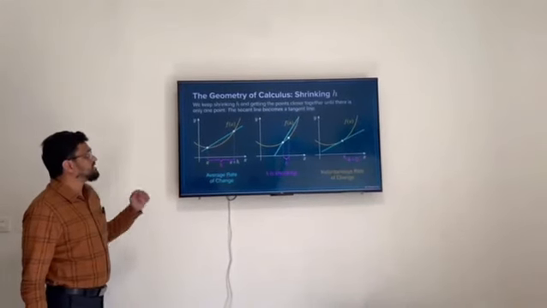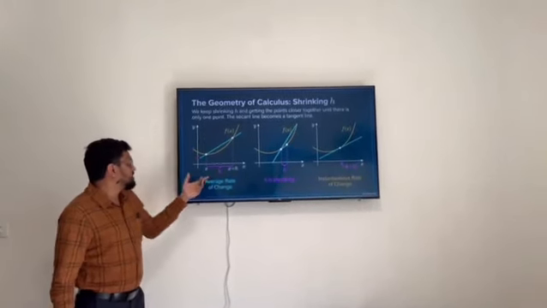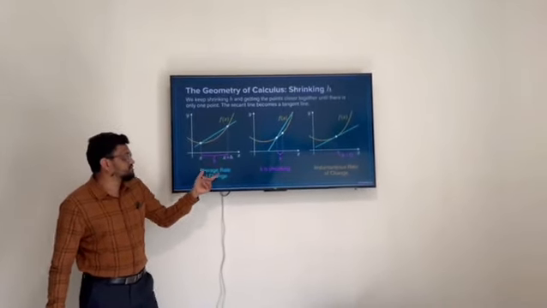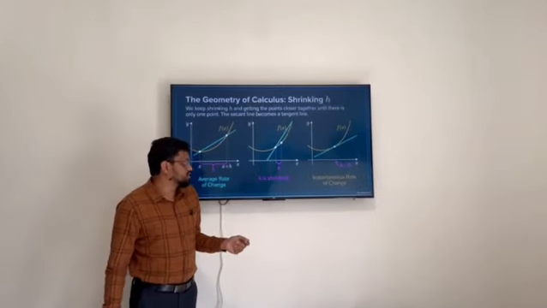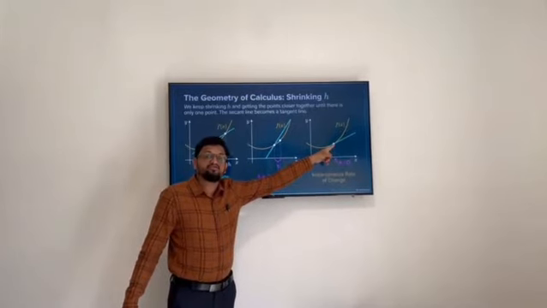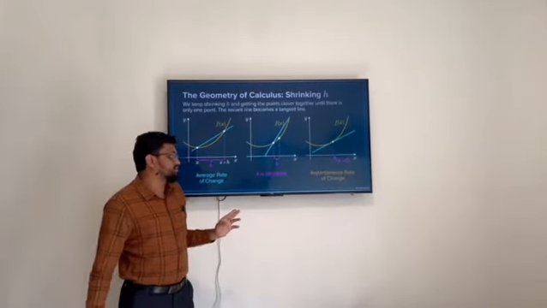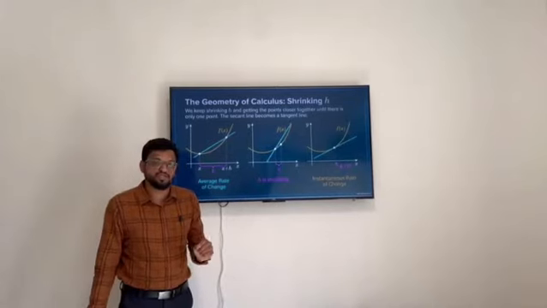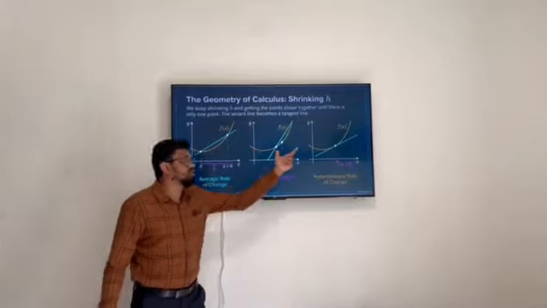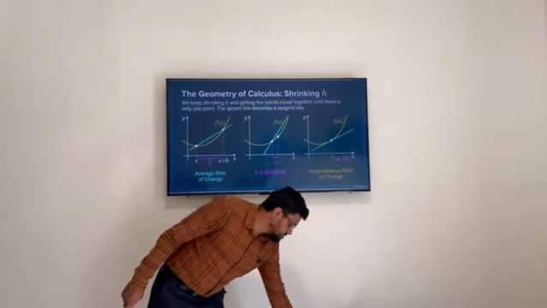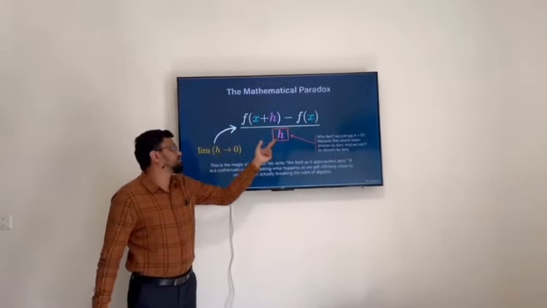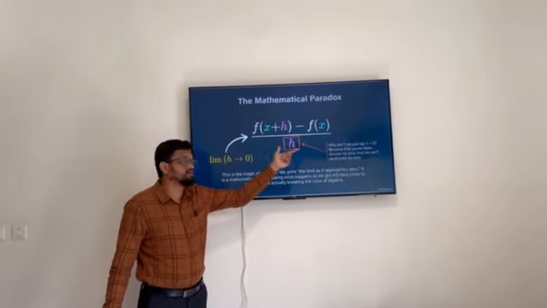Now, let us see. Here the value of h is large. If you gradually reduce the value of h, the slope also changes. At one point, the secant line will be converted into a tangent line. This is the instantaneous rate of change. As we reduce the value of h, the secant line gets converted into a tangent line. So, f of x plus h minus f of x upon h, this was the basic fundamental formula.